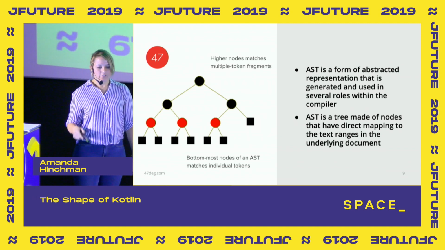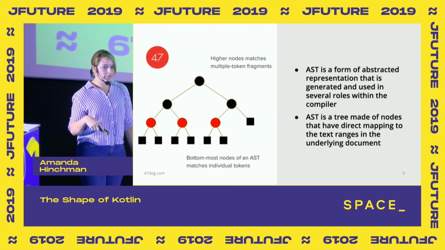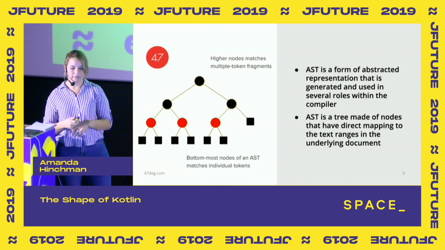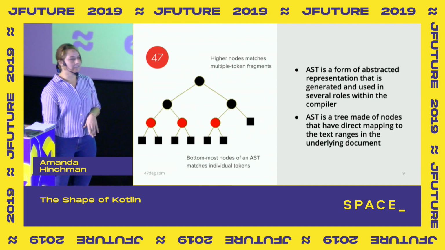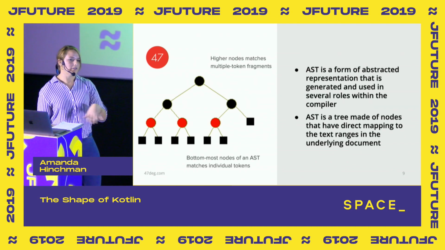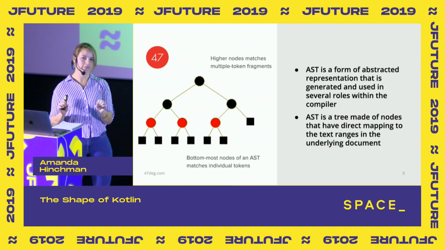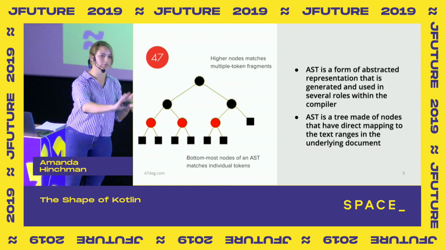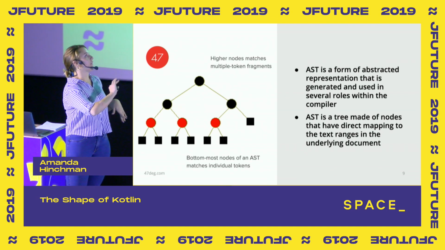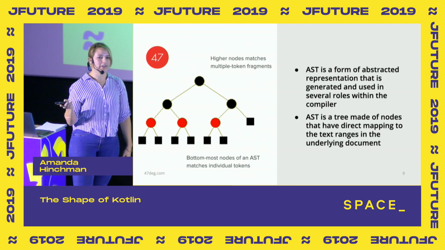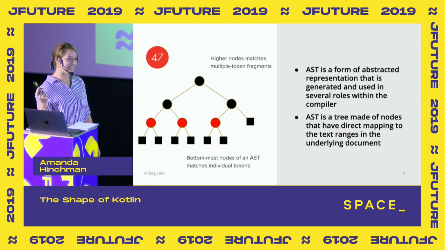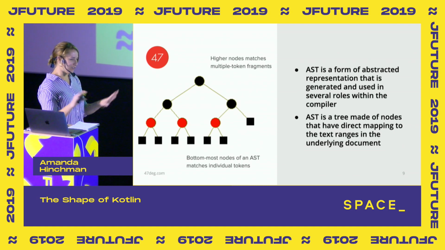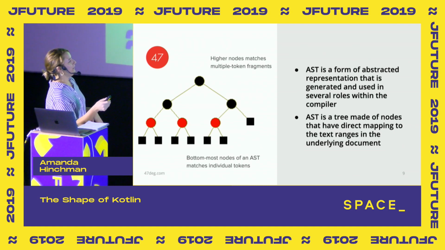And the AST is made up of nodes that have a direct mapping to the text ranges in the underlying document. This is kind of interesting because when the tree is built, it only has very little information at first. Then as we continue to make passes through the Kotlin compiler, a lot more information is added over time. And we'll definitely continue to go over that. I kind of feel like the Kotlin compiler is just trees everywhere.